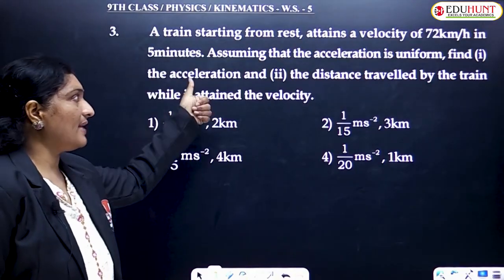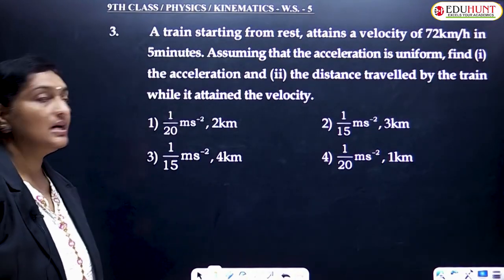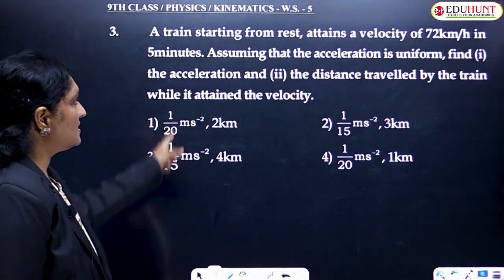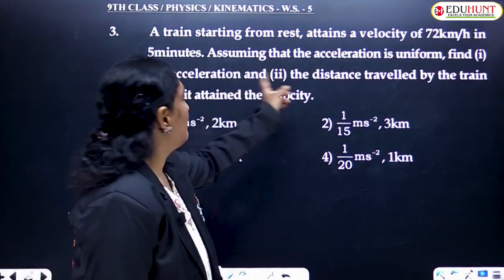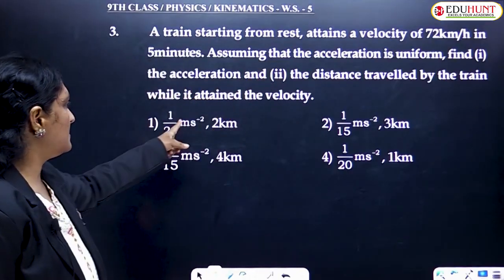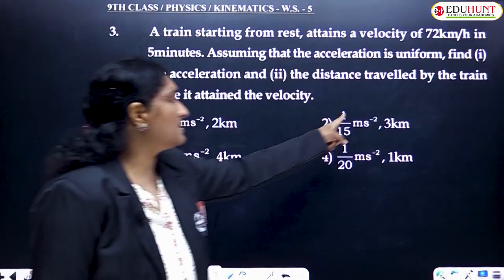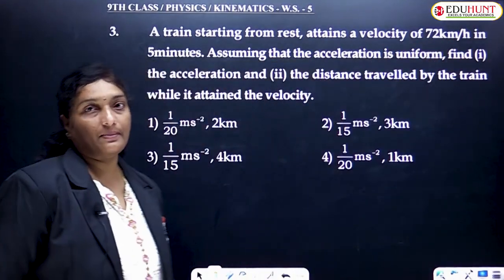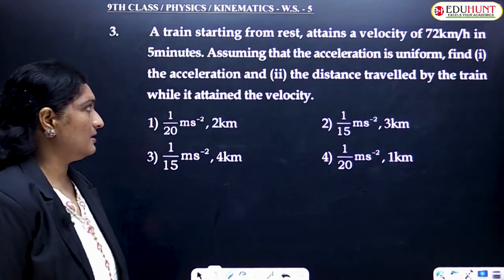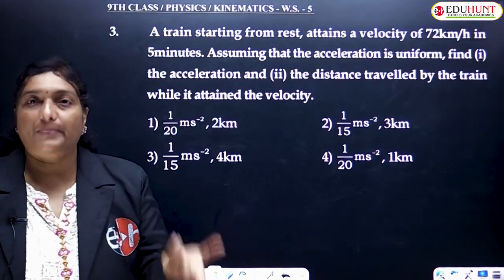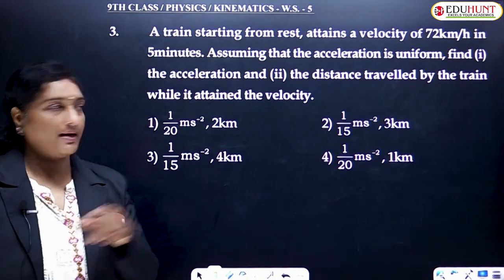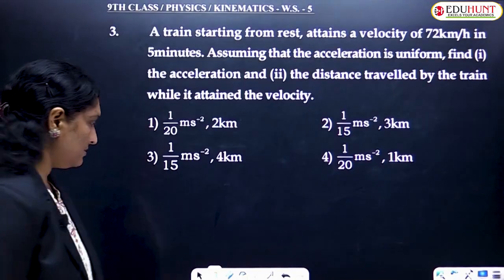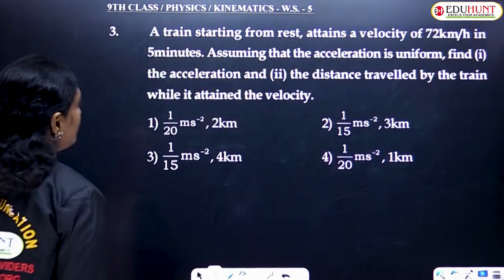First one, you have to find the acceleration. The second one, you have to find the distance traveled. Two questions were asked. But children, if you consider here, initially the acceleration they have asked, and this acceleration they gave as meter per second square. But in the question, velocity was given in kilometer per hour. So you have to convert that kilometer per hour into meter per second to get it in the SI unit. So before starting, let us try to write the given data.